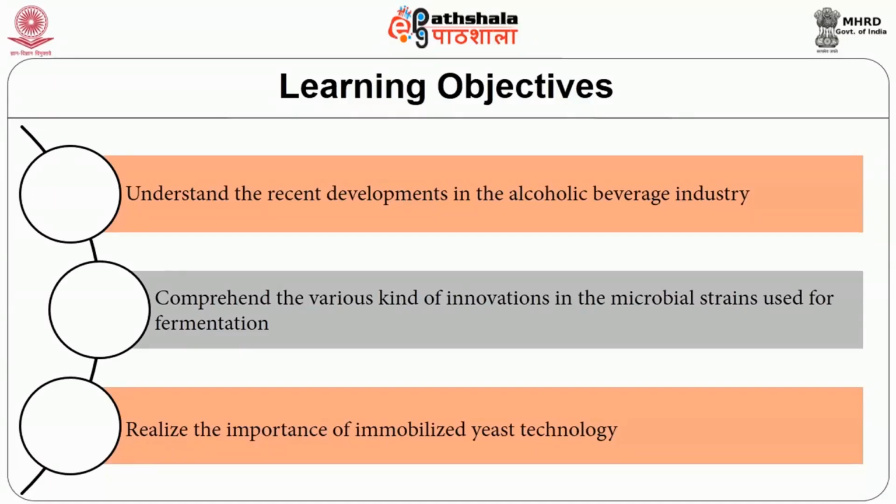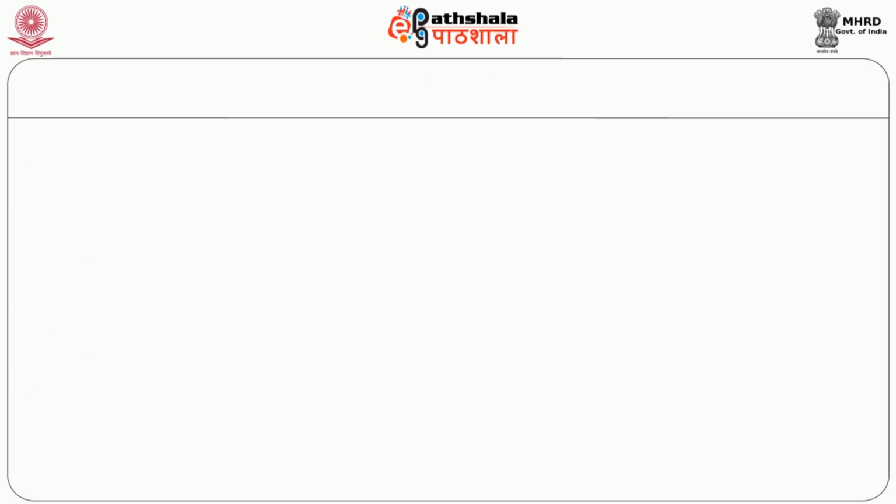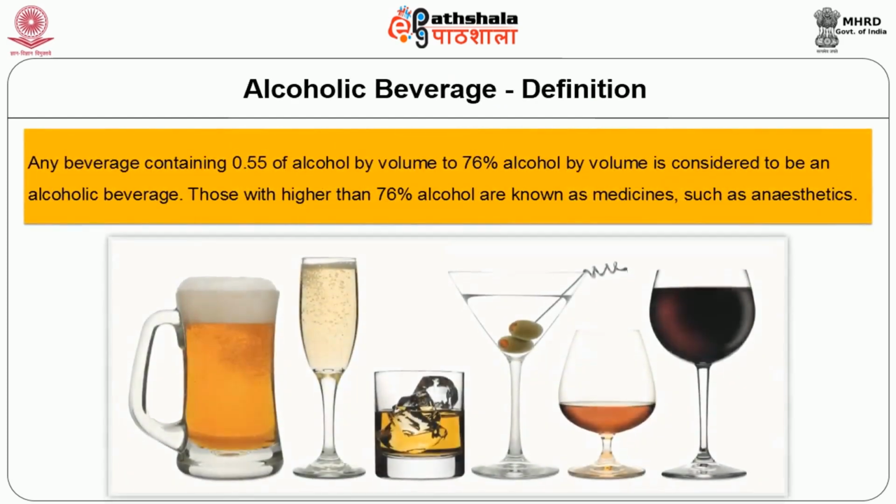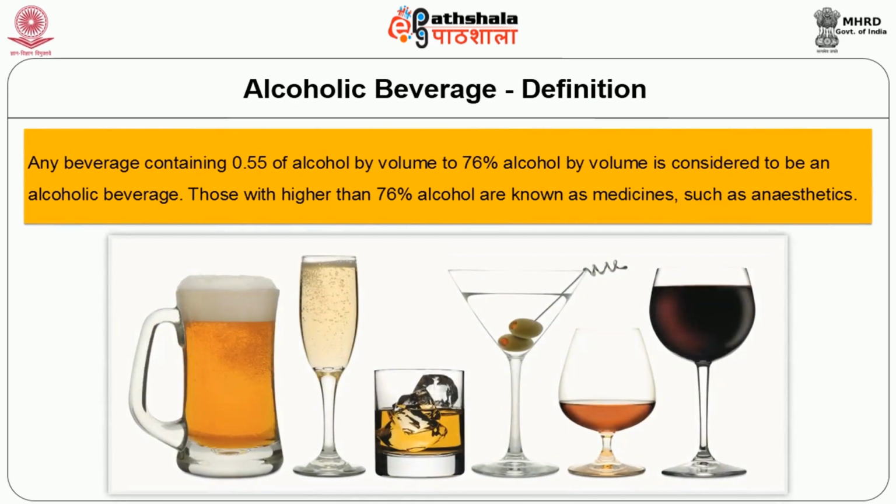After completing this module, you will be able to understand the recent developments in the alcoholic beverage industry, comprehend the various kinds of innovations in the microbial strains used for fermentation, and realize the importance of immobilized yeast technology. Let us see the definition of alcoholic beverage. Any beverage containing 0.55% alcohol by volume to 76% alcohol by volume is considered to be an alcoholic beverage. Those with higher than 76% alcohol are known as medicines, such as anesthetics.